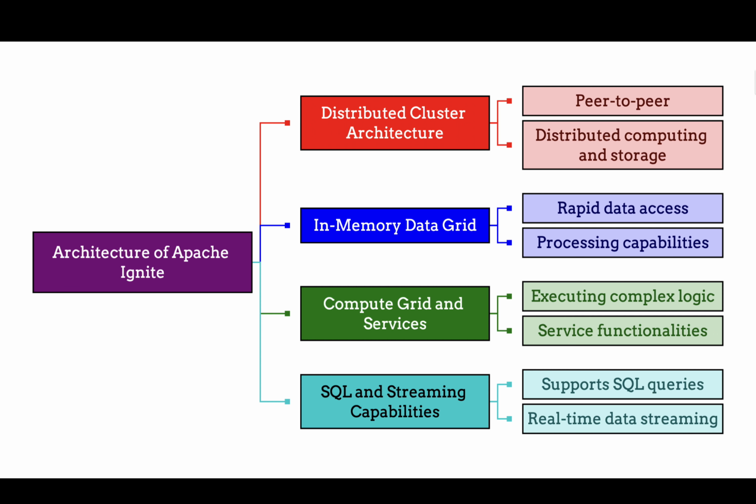Architecture of Apache Ignite. 1. Distributed cluster architecture, built on a peer-to-peer architecture, enabling distributed computing and storage. 2. In-memory data grid, provides a robust in-memory data grid for rapid data access and processing. 3. Compute Grid and Services, offers compute grid functionalities for executing complex logic and services. 4. SQL and streaming capabilities, supports SQL queries and real-time data streaming for analytics.